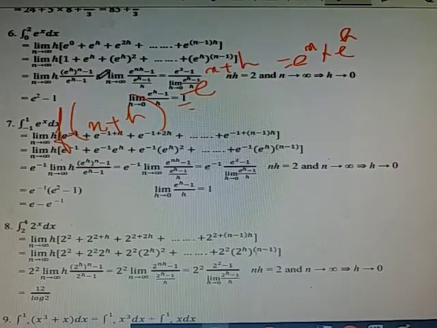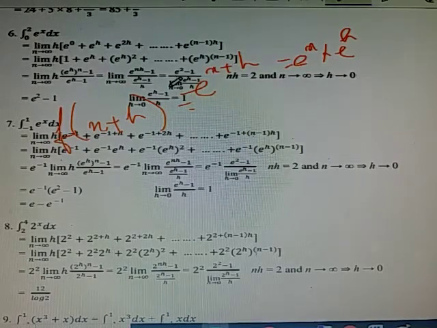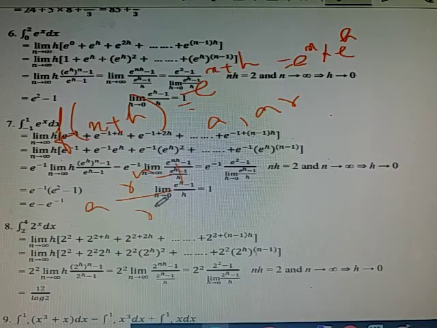e to the power x is 0 here because it is starting from 0, and we get it as common. And this is a GP: e to the power h, e to the power h whole square, e to the power h whole to the power n minus 1. This is a GP, geometric progression, which you got in first semester. Its sum is a into r to the power n minus 1 by r minus 1. So this is the sum.